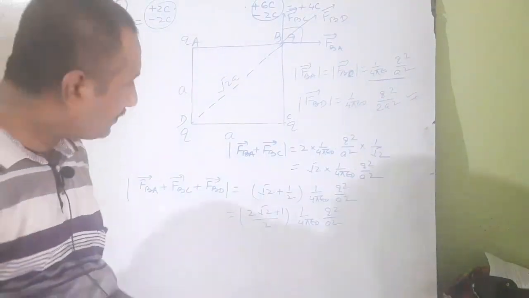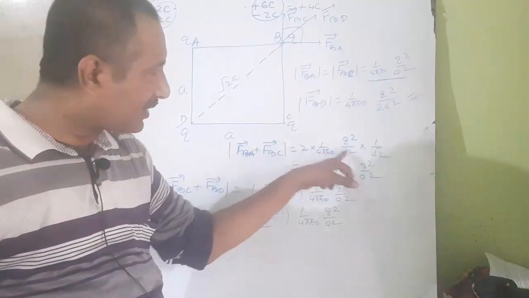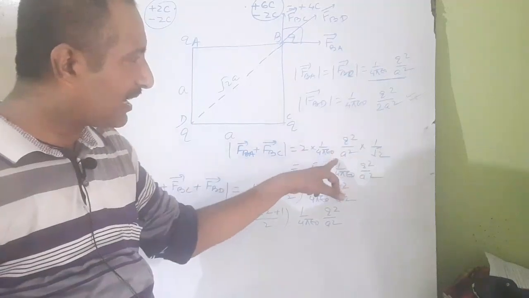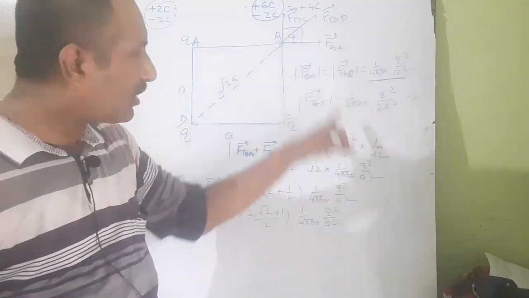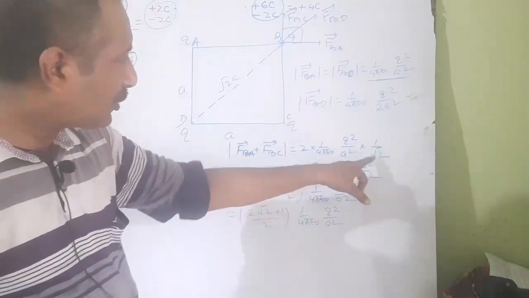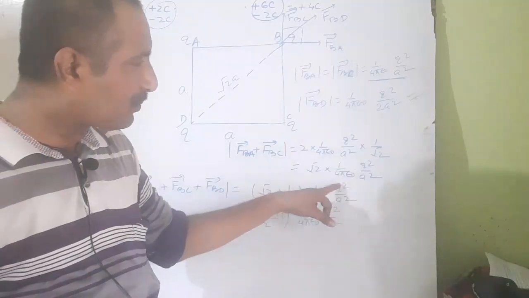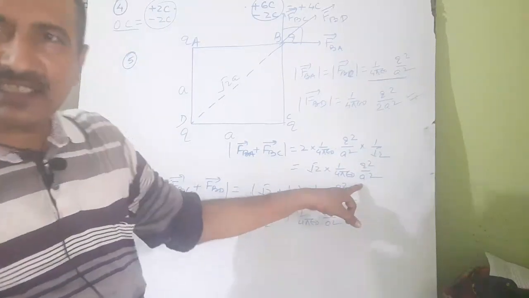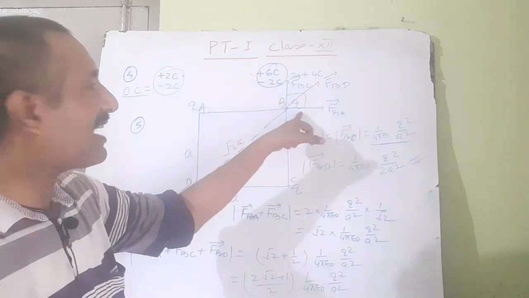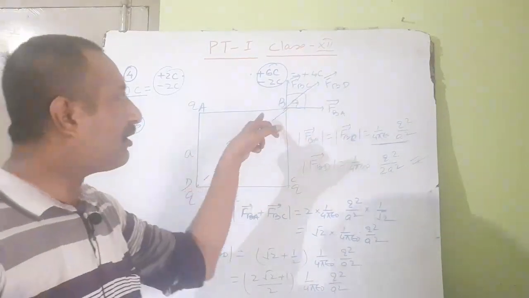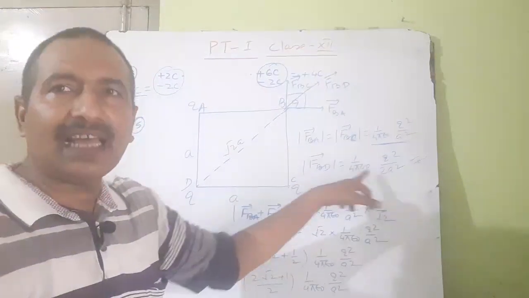Okay, so FBA plus FBC is 2 times either of the forces, 1 by 4 pi epsilon naught Q square by A square, times cos 90 degrees by 2, which means cos 45 degrees, and cos 45 degrees is 1 by root 2. This root 2 will cancel against the 2, leaving root 2 times 1 by 4 pi epsilon naught Q square by A square. You understand that the direction of FBA plus FBC will be along the bisector of this 90 degree angle, so it will also be along the diagonal. And this force is along the diagonal.